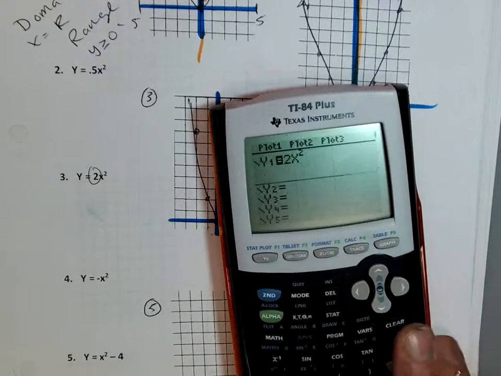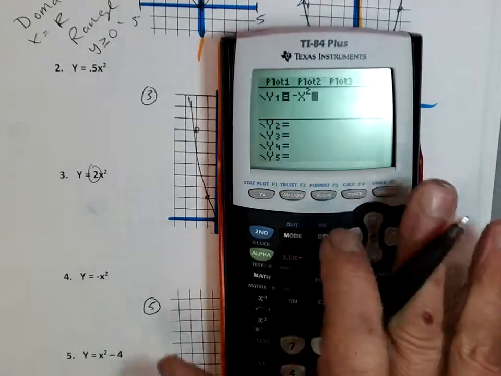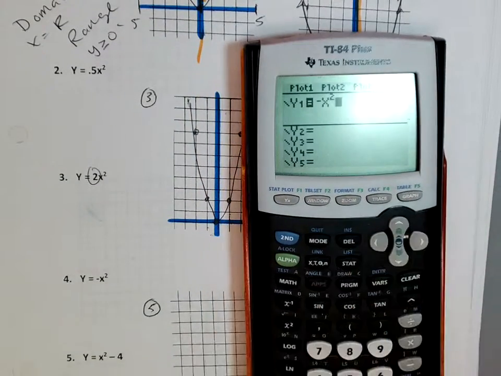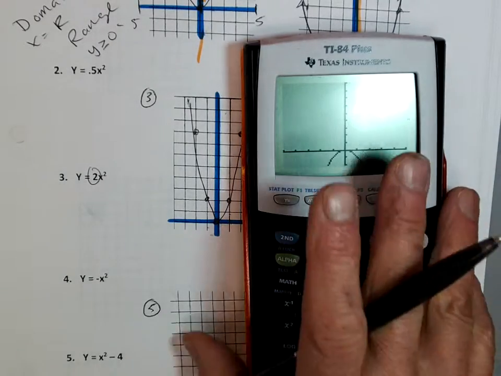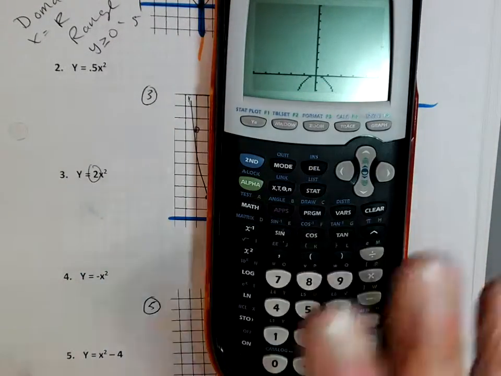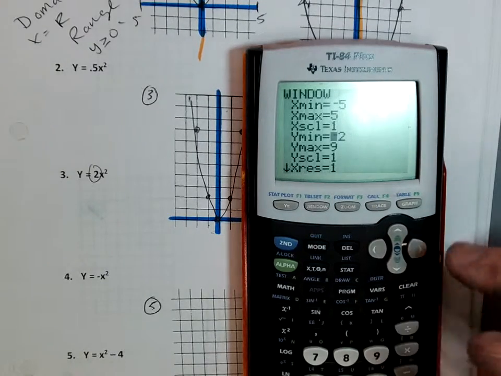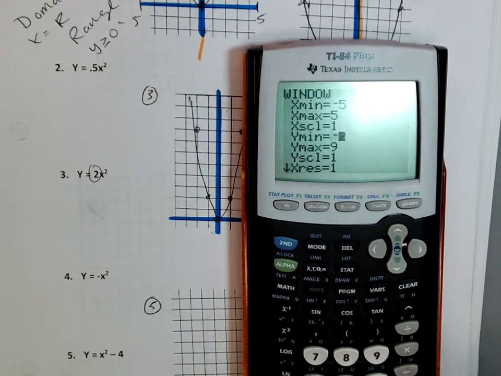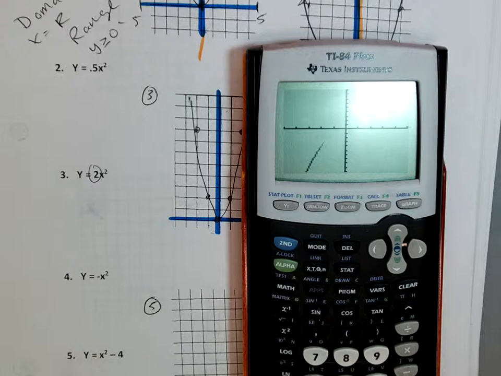So I go y equals, clear, negative x squared, right? I already know a few things about it. I already know it's upside down. How do I know that? Because negative. Good. So if I graph it, I'm probably going to fix my window, aren't I? You guys agree? So I'm going to have to fix my window and go more negative on the y, right? I need to go down further, so I change my y. Okay. And then, there we go.